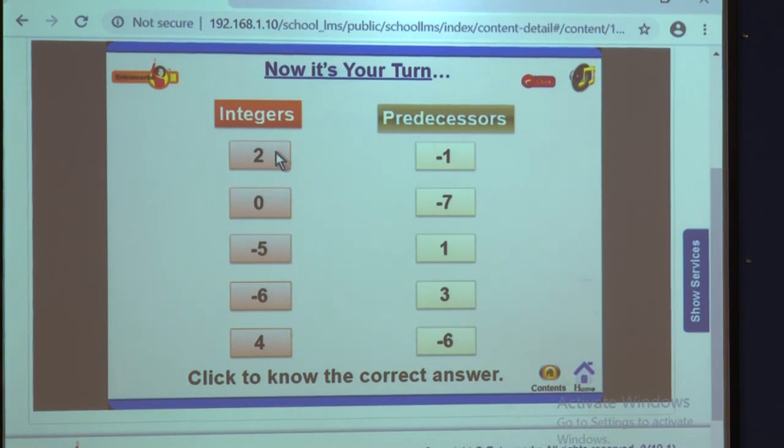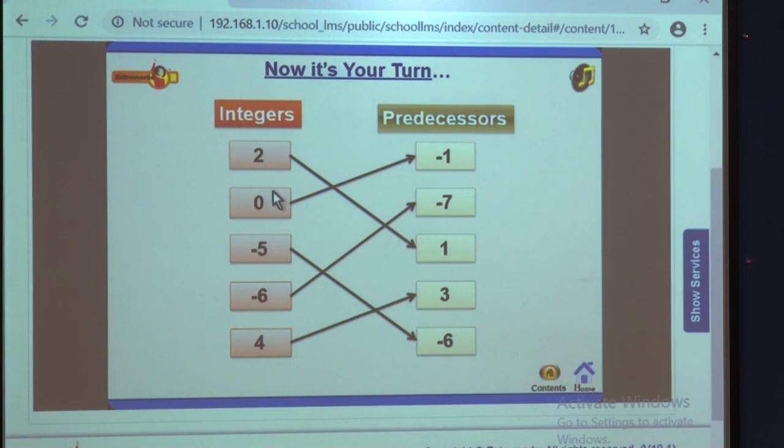What will be the answer for 2? You have to think what is the number before it on a number line. The number before 2 is 1. So, the predecessor of 2 is 1. What will be the number before 0? Imagine a number line again: 0, and before that 0 is minus 1. So on, we have some examples over here. Please try your own examples, and you can find out the predecessor of these. Now, check your answers.